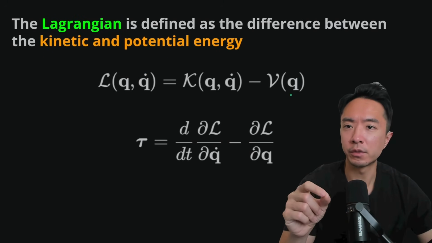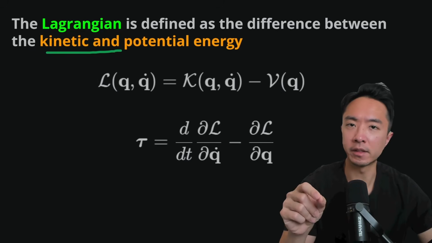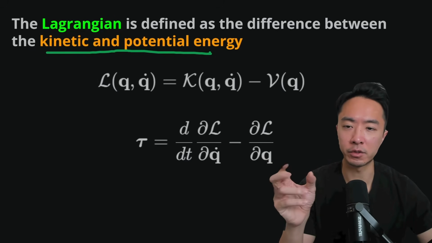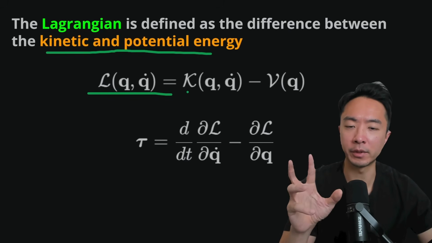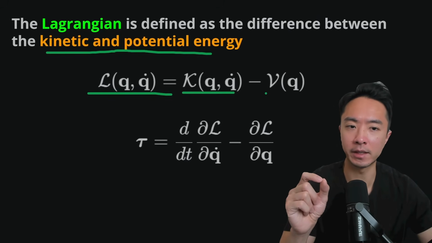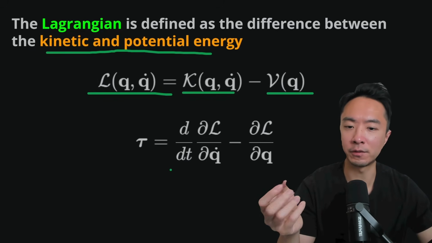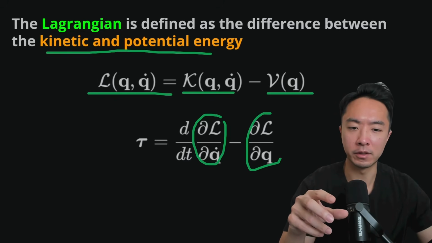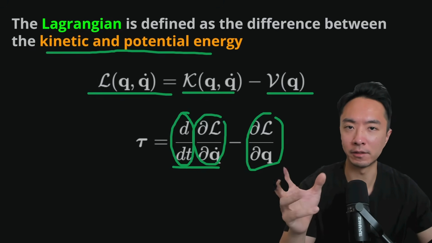So the core difference with the Lagrangian is that we're using energy, specifically the kinetic and potential energy, to figure out the torques required at each joint. This L here is the Lagrangian symbol, and we have the kinetic energy minus the potential energy. To find the torque, you have to find the partial derivatives of the Lagrangian, and you want to find the difference between the two. And for this part, for the kinetic energy, you need to take the d/dt.